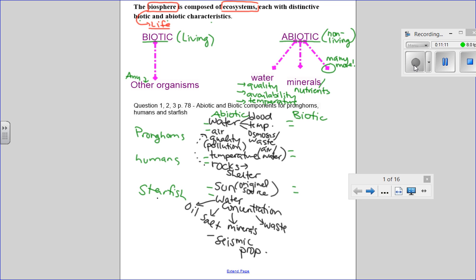So those are just some examples of things that you could say that are abiotic. Now let's go into the biotic side of things. Does anyone want to share for any of the three organisms what they said as their biotic examples?